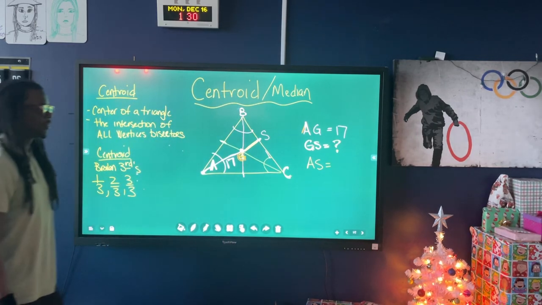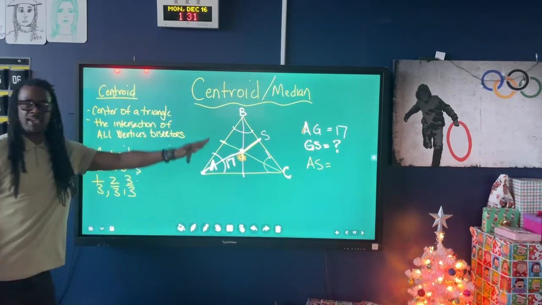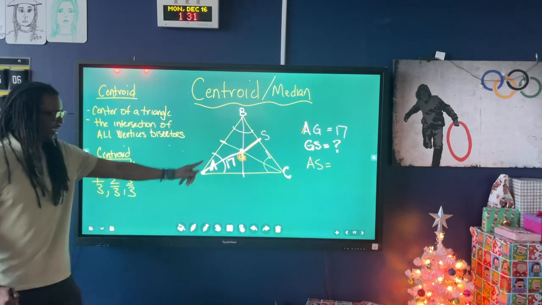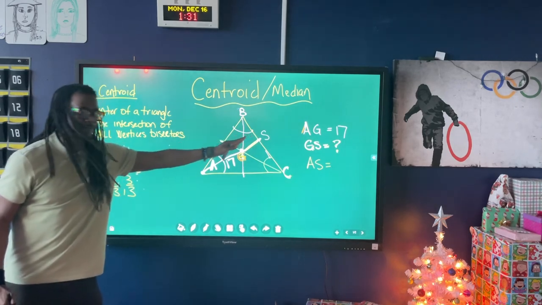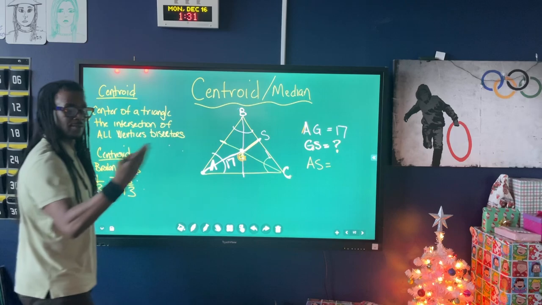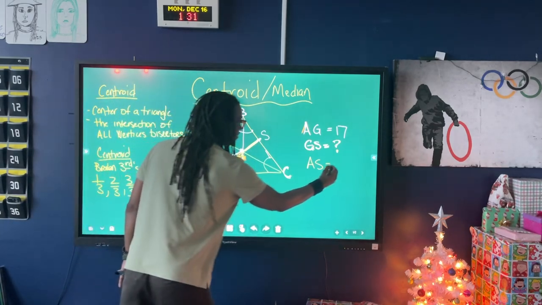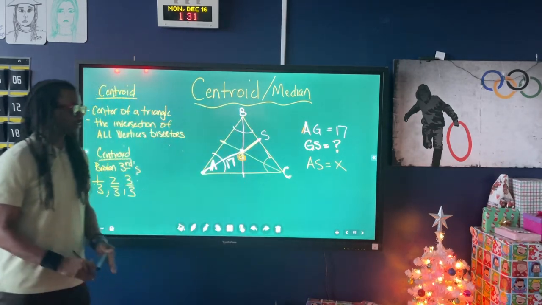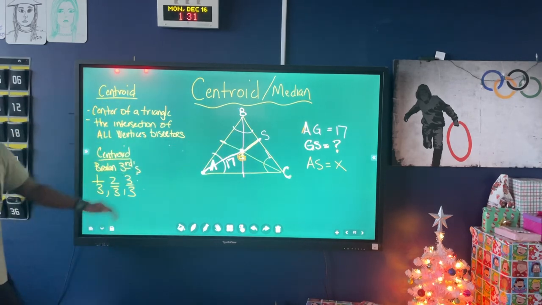Do we know the length of AS? The entire, from A to S. Do we know this length? No. When we don't know it, we give it a variable, X. So we don't know the length of this entire thing.